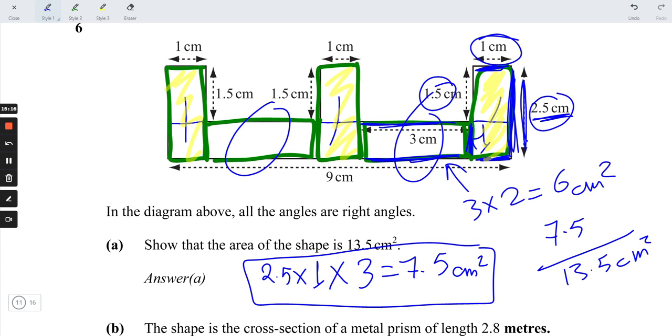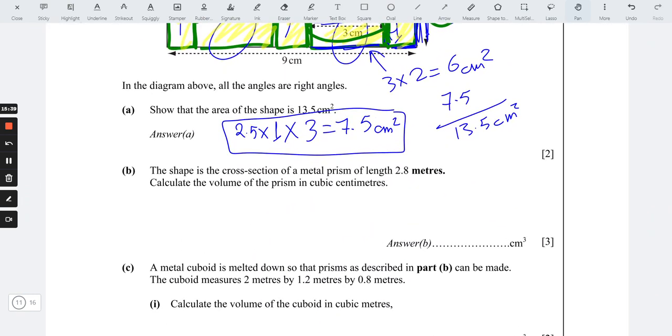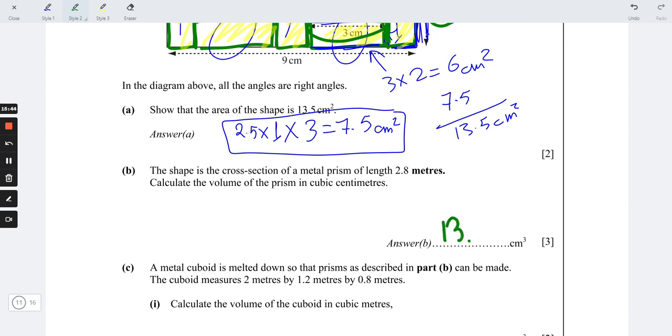And the same for these two rectangles here. This is already given, which is 3 centimeters, and here it is clear, 2.5 minus 1.5. So the answer here will be 13.5 centimeters squared. We proved it. This one here and this one here, and then with 13.5 centimeters squared.